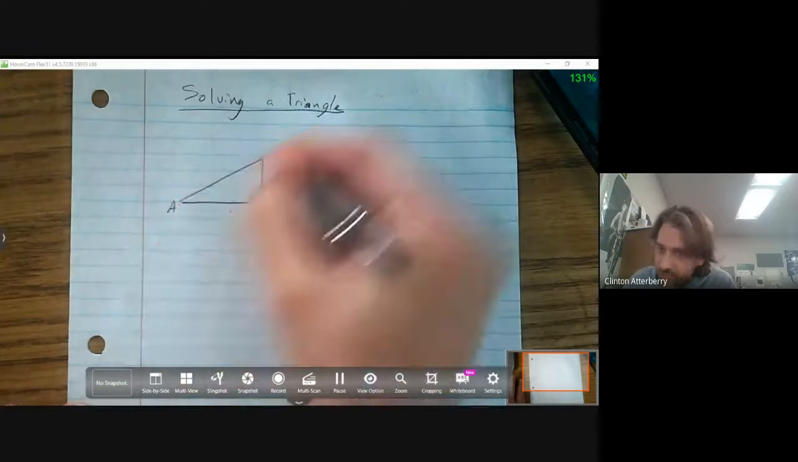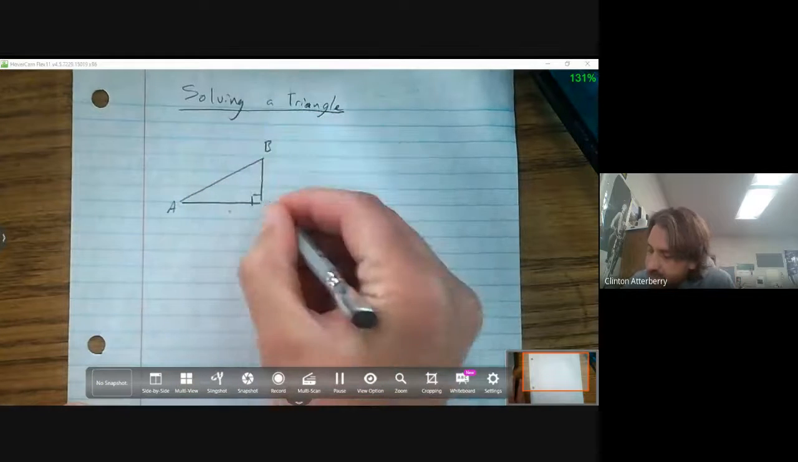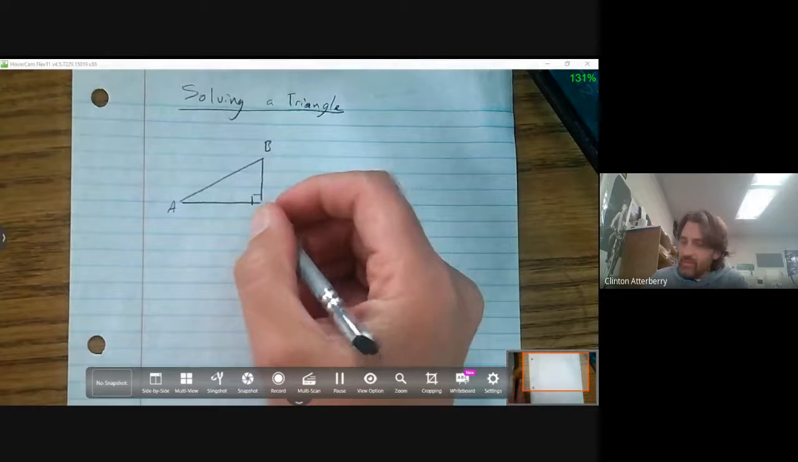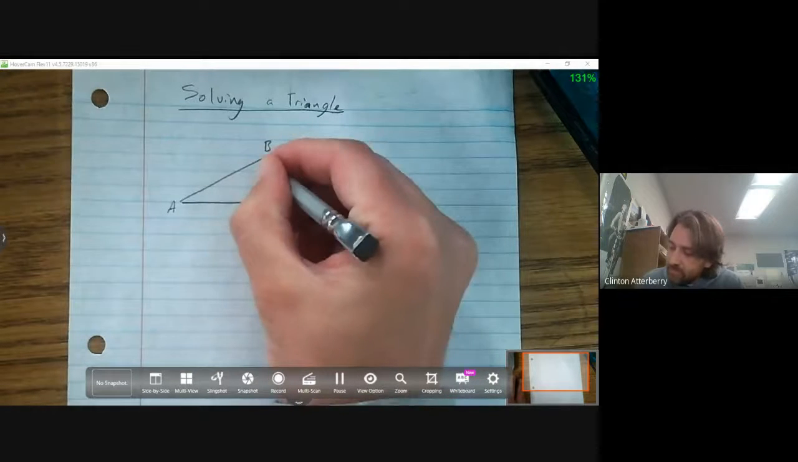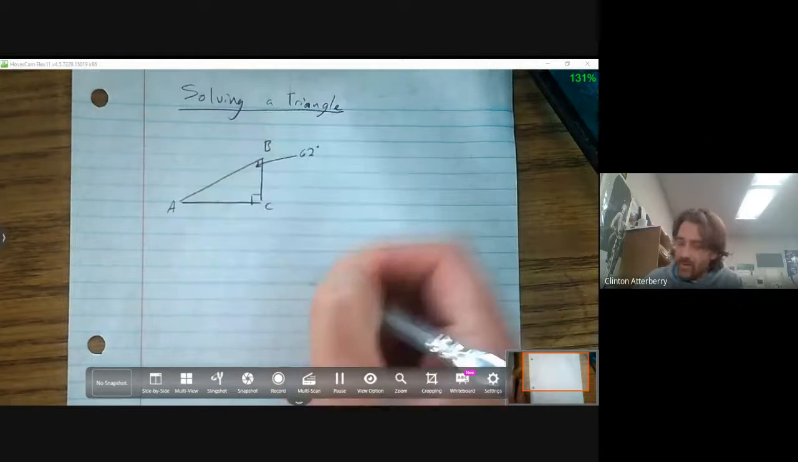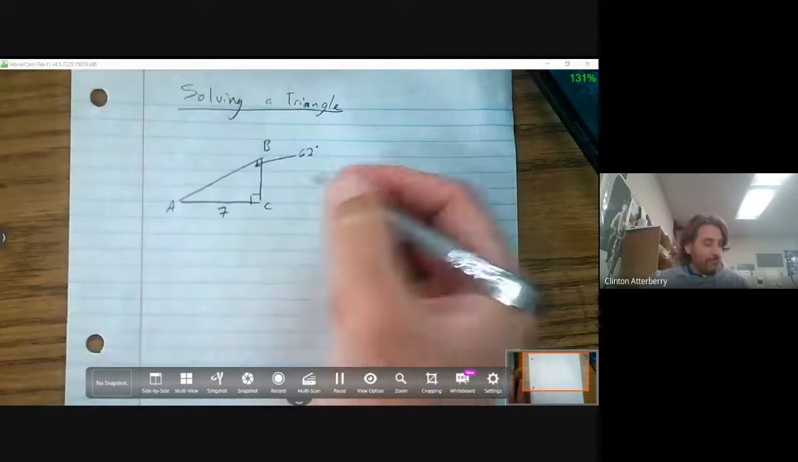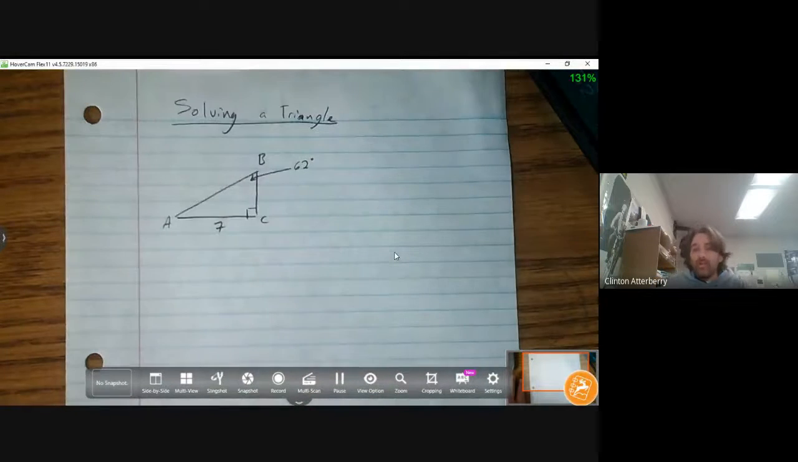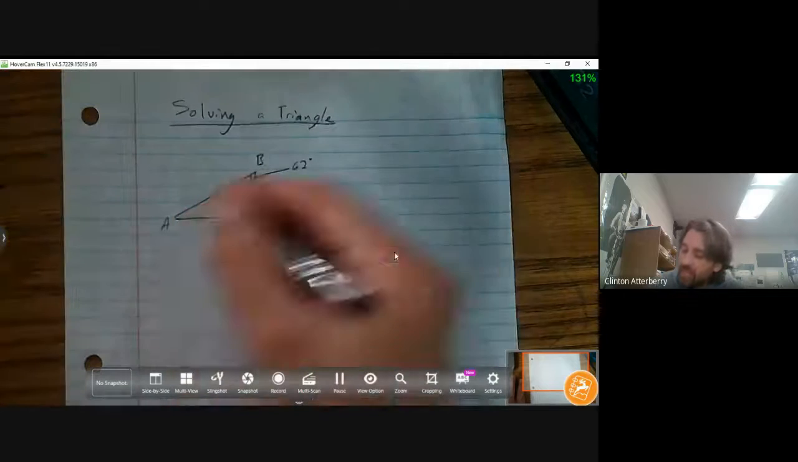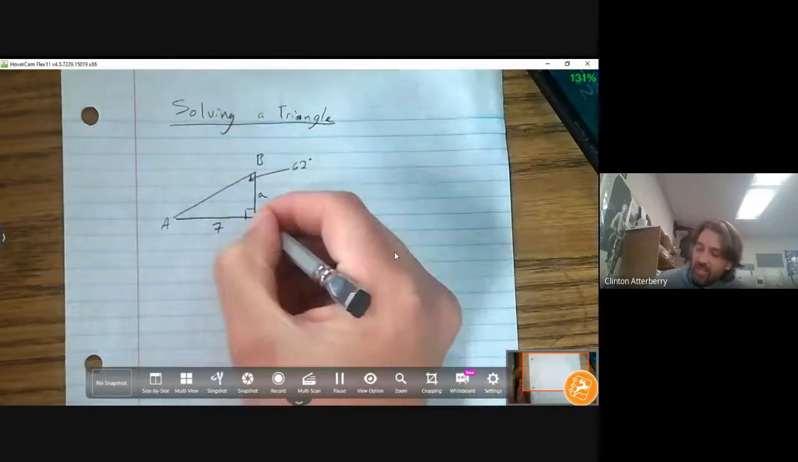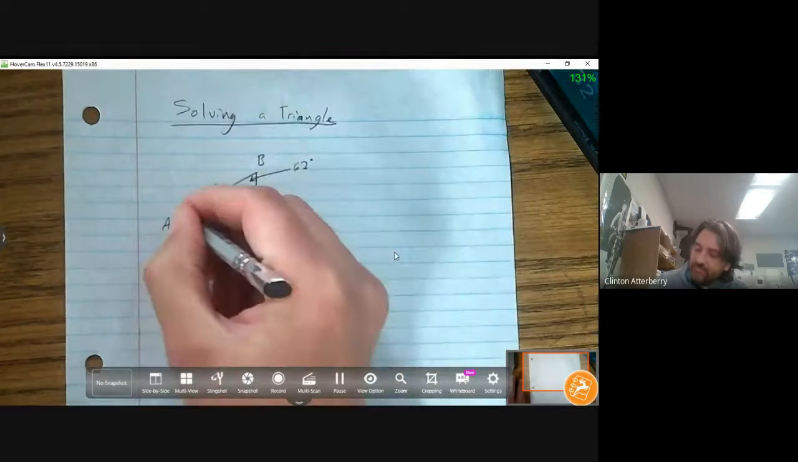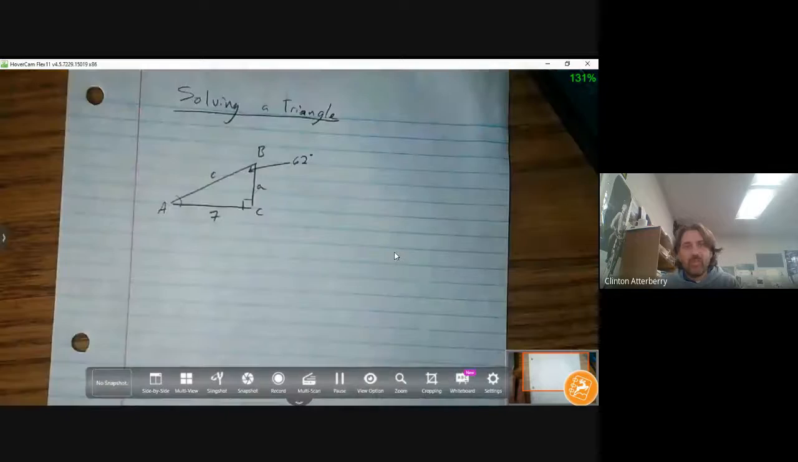It said A, B, and C. Very common, right? Have a C as your right angle. And they told us this piece up here was 62 degrees inside this little angle there. Okay, and they gave us this, and that was it. For a right triangle to solve it, we have to find A, we have to find C, and we should find angle A. That would be solving the triangle.